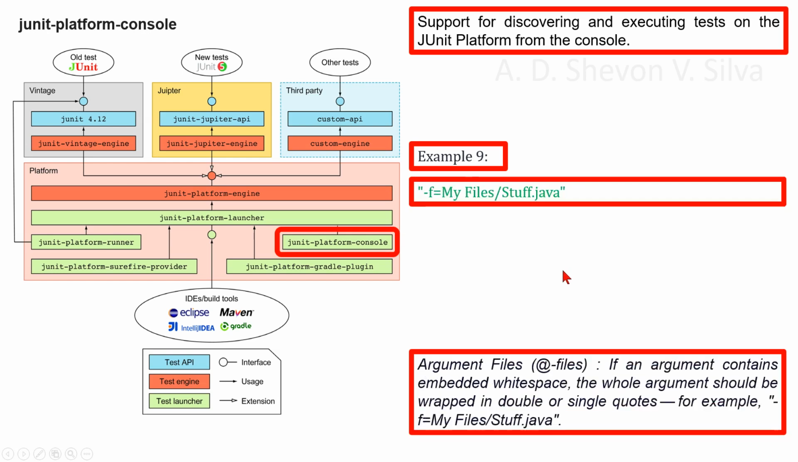Now we are considering argument files, or @-files. If an argument contains embedded white space, the whole argument should be wrapped in double or single quotes. For example, here: -f equals "my files/stuff.java" in double quotation marks. On some platforms you may run into system limitations on the length of the command line when creating command lines with a lot of options, so with long arguments.